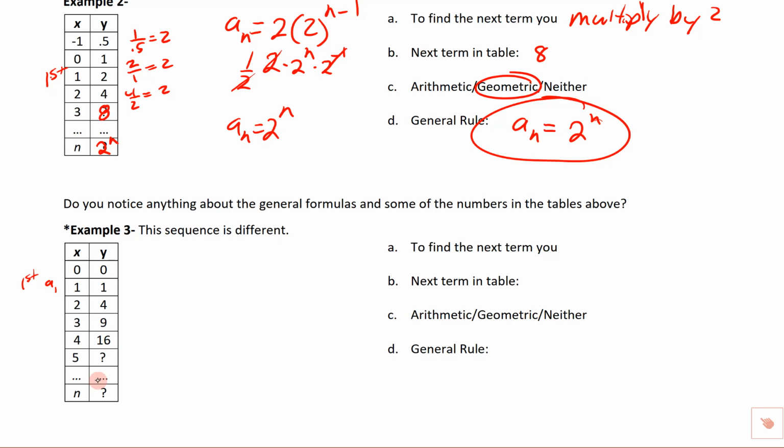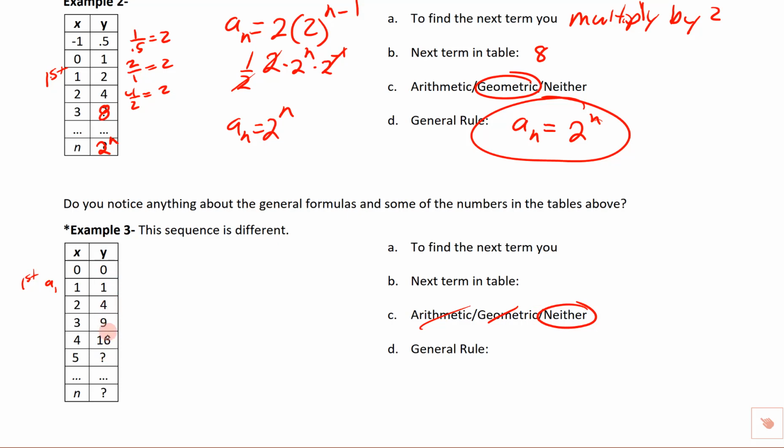So let's see if we can find out what's going on here. Let's see if we can find a relationship between each one of these. If we've got a 1, if that's our index, we get a 1. If we have a 2, we get a 4. If we have a 3, we get a 9. And if we have a 4, we get a 16. And then the question is, well, what if we plug in a 5 into whatever this rule is? Well, it's definitely not arithmetic or geometric because we don't have a common difference or a common ratio. So that one's neither.